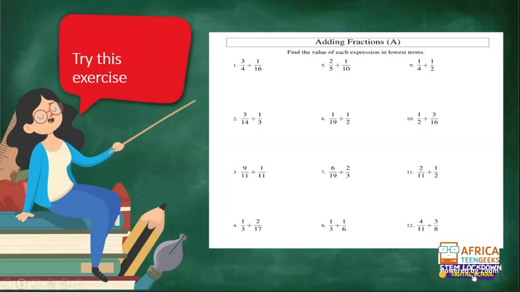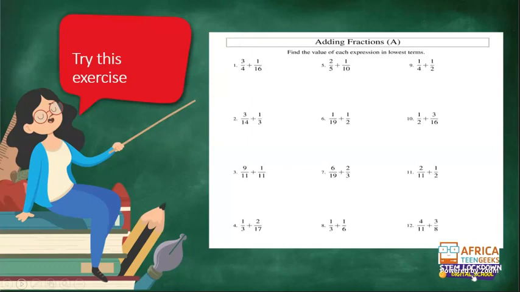When you multiply 6 by 3, you will have 18. 19 multiplied by 3, you will have 57. Now we move to 2 over 3. So for the first part, we have 18 over 57.